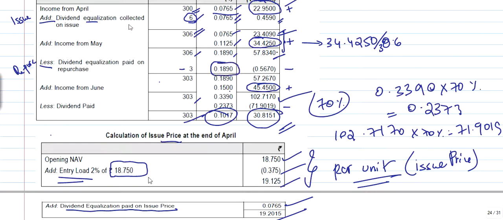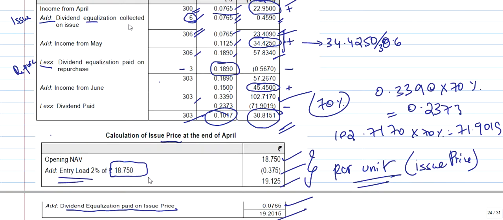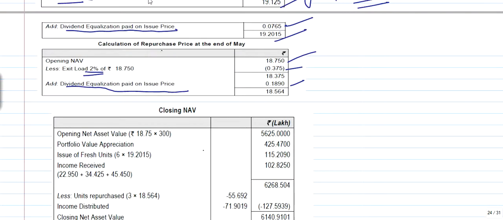per unit. As you did in the first calculation, from the first table you will get this figure, 0.1890 per unit. That has to be added in order to calculate the repurchase price, the amount they charged. So they have to be added, you will get 18.564. So this is the repurchase price.